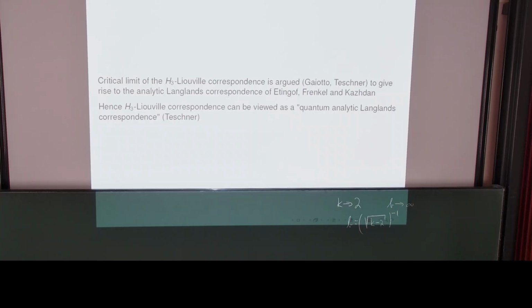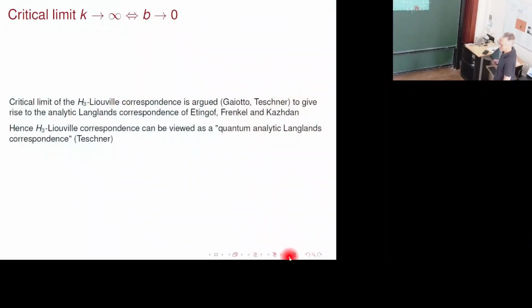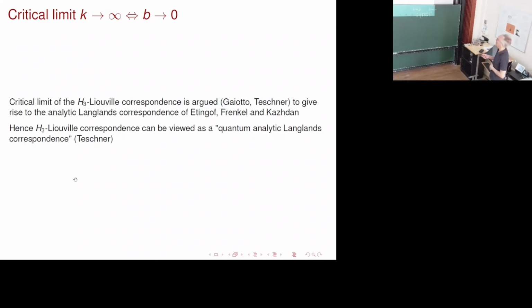All right. So the critical limit, in the general case, would again go into the dual Coxeter number. This was argued to give something which was observed in integrable systems in the 70s and gave rise to this geometric Langlands business, this separation of variables and all of that. And there is some recent work where it's argued that this H3 and Liouville correspondence has, in the critical limit, a way to connect to this geometry, the so-called analytic Langlands correspondence. But let's not go any more into that.